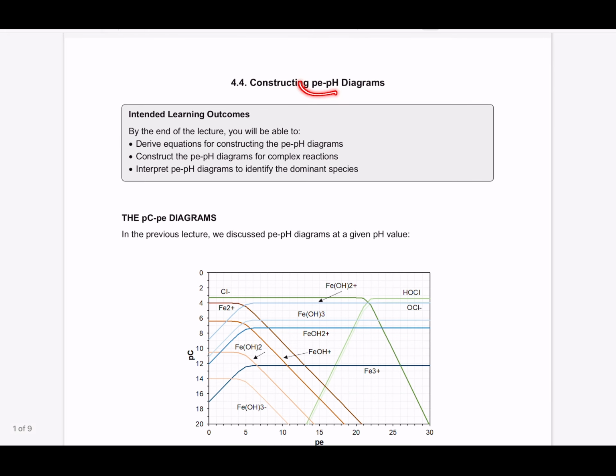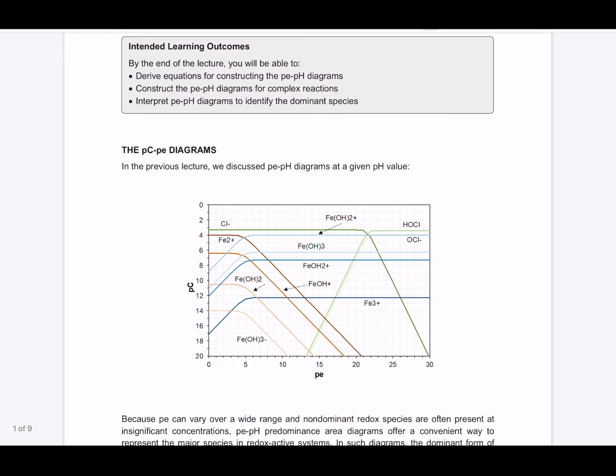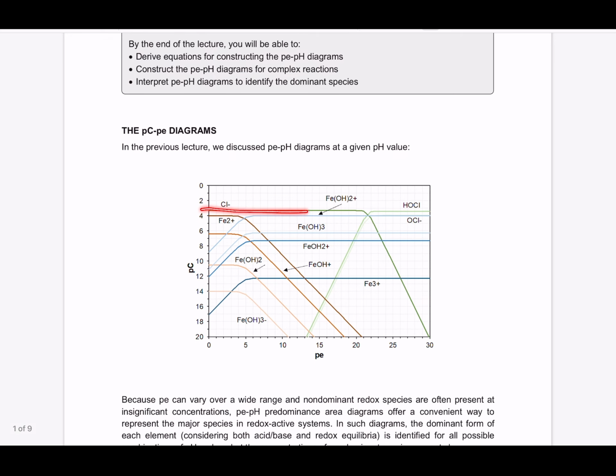So first, let's talk about why we need pe-pH diagram. What's the problem with just the speciation diagram we had before? Because basically so far we had always speciation, PC versus pH or PC versus PE, what we had in the previous lecture. So that's basically a kind of speciation. So it talks about concentration of one species, so the actual value of the concentration as a function of a parameter. So in this case, for example, PE.